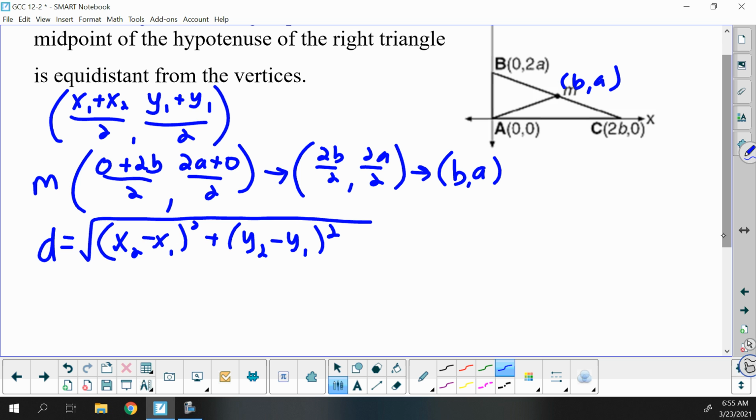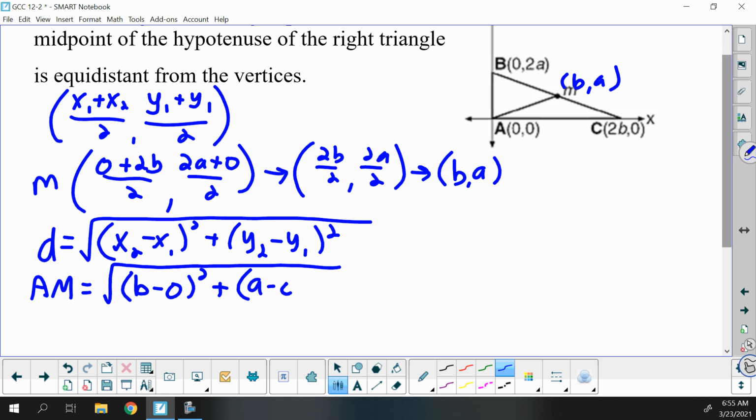And maybe we'll start with AM. So AM, we'll take one of our x's, so we'll do b minus 0 all squared, plus we'll do our y's, a minus 0 all squared. Well, b minus 0 is b, and then we square it, so we get b squared. A minus 0 is a, and then we square it, so we get a squared.